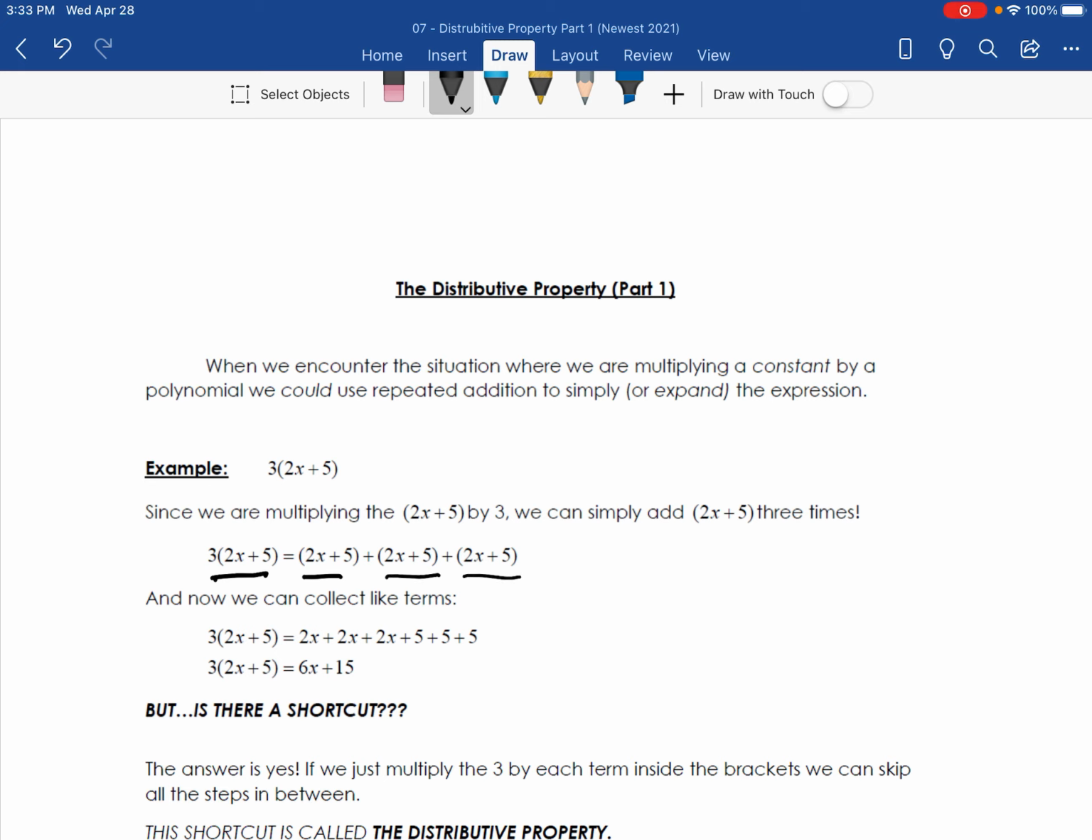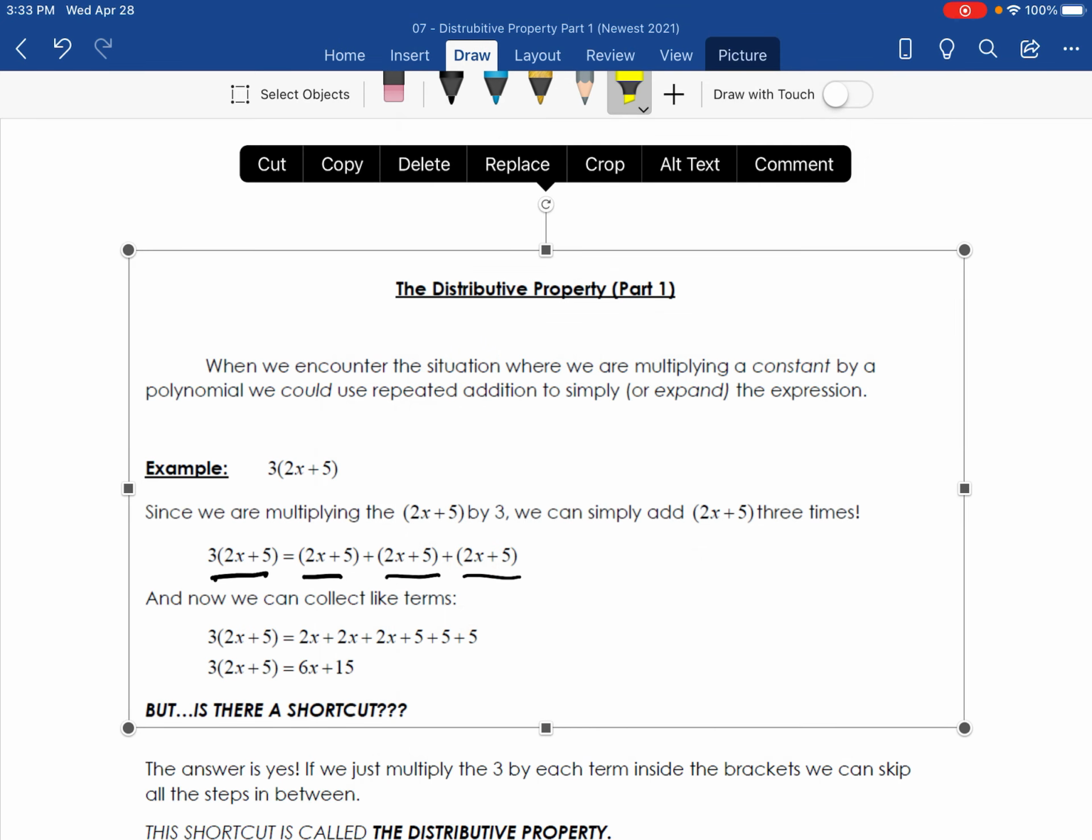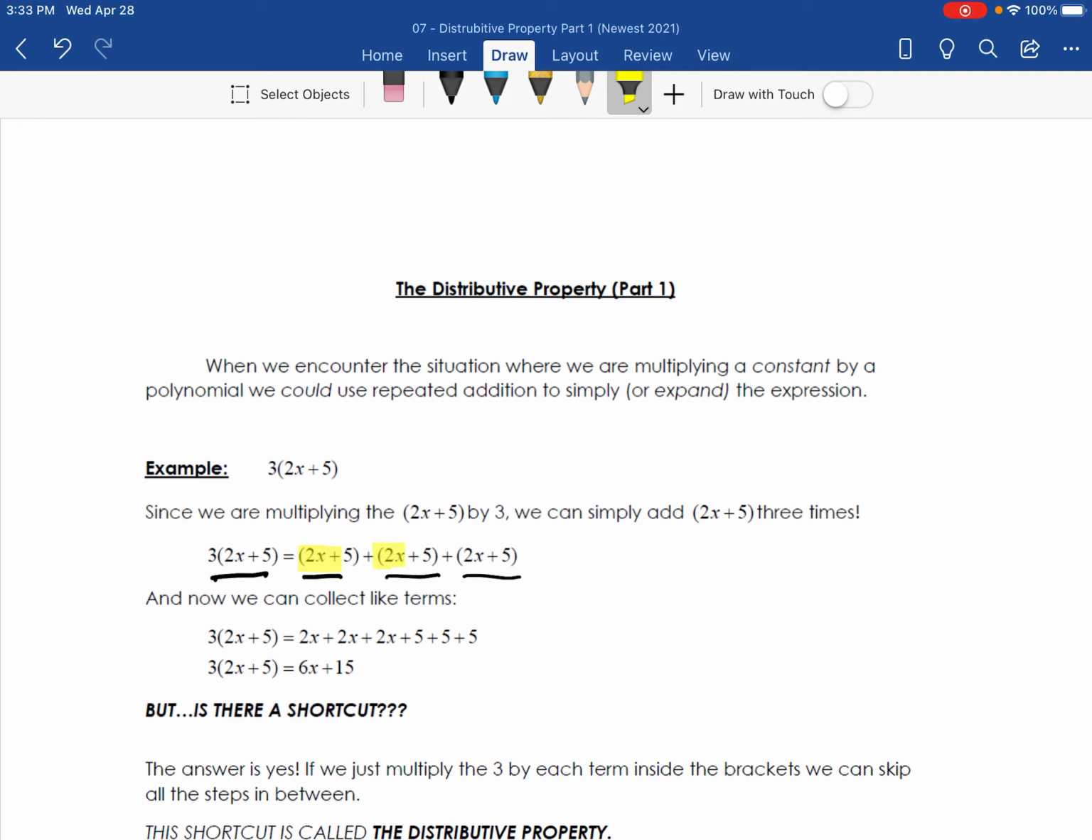You can imagine how much trouble this would be if that was like a 20 out front or like a 70 out front. But we'll just do it here to get used to the numbers. So what you get from those terms is a 2x from the first term. There's a 2x in the first bracket, a 2x in the second bracket, and a 2x in the third bracket. And then there's a 5 and a 5 and a 5. What we're doing is just collecting like terms from each set of brackets. And what I get here is 6x plus 15.